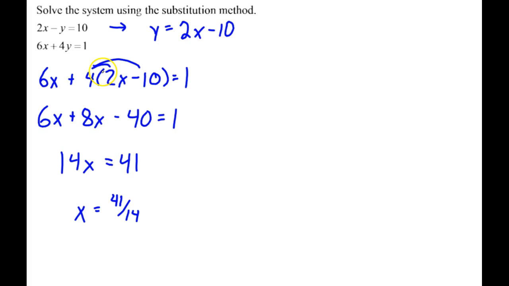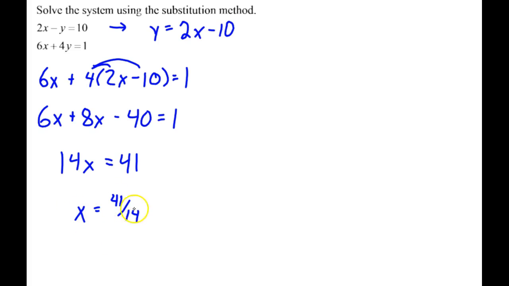To solve for x, the first thing we would do is distribute this 4 through to each term. Thus we get 6x plus 8x minus 40 equal to 1. We can combine like terms on the left side of the equation. 6x plus 8x gets us 14x. We would add the 40 to the other side to get 41. Now the last step to get x isolated by itself is to divide by 14. So we get x equals 41 over 14.